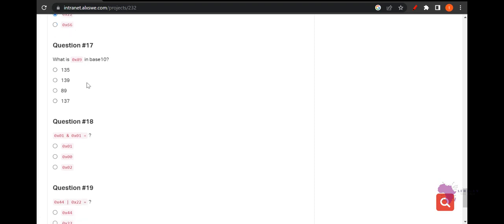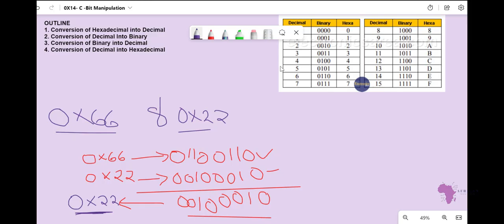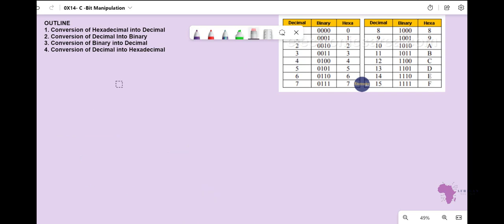Number 17. Number 17, you have been told to convert this one into base 10. This is very simple. I don't think I even need to calculate, but let me just. We have been given a 0x89, and we calculate it into base 10, which is from hexadecimal to base 10.